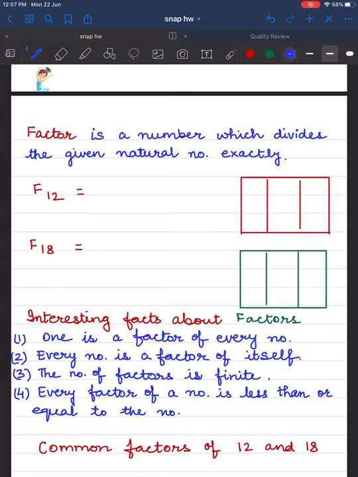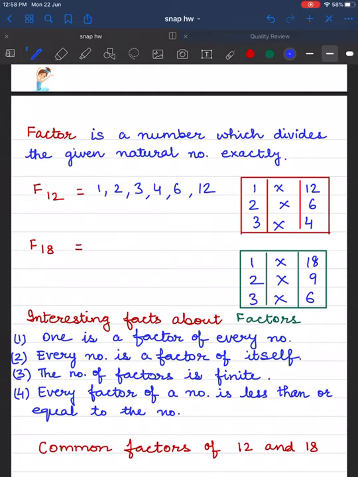Now let's write factors of 12. Now we know that 1 into 12 is 12, 2 into 6 is 12, 3 into 4 is 12. So the factors of 12 are 1, 2, 3, 4, 6 and 12. Now let's write factors of 18 also. Now we know 1 into 18 is 18, 2 into 9 is 18, 3 into 6 is 18. So the factors of 18 are 1, 2, 3, 6, 9 and 18.